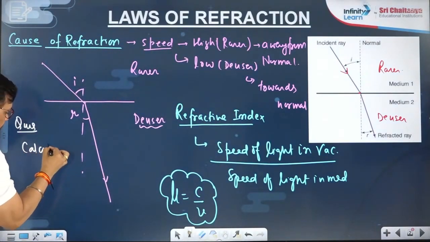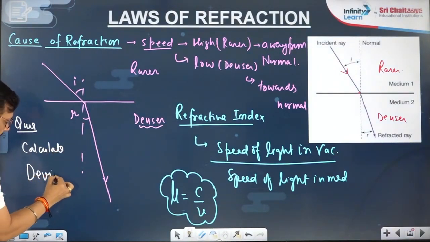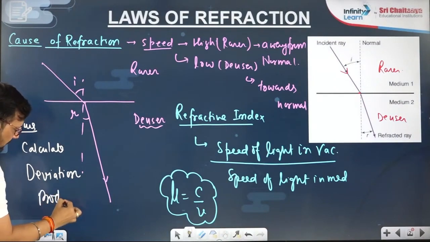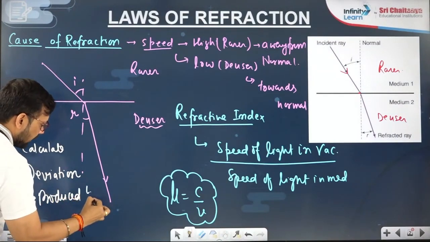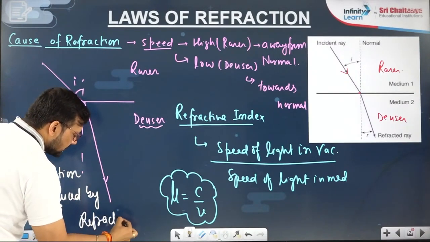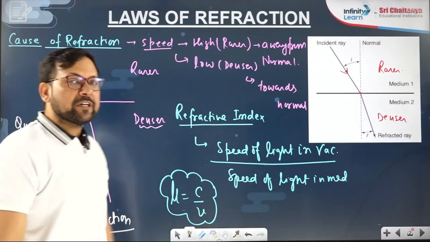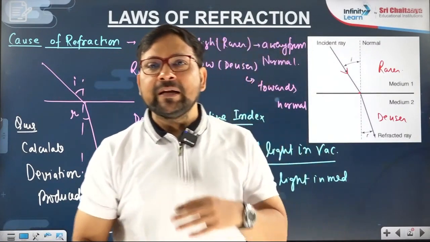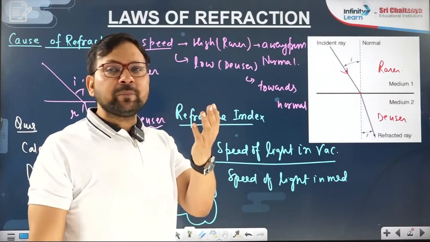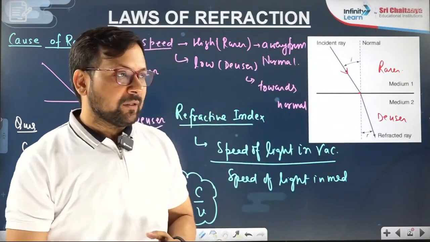Question is: calculate the deviation produced by refraction. Light is changing its path. Obviously it is deviating. How much deviation will it produce? Lateral deviation I am not asking. Simple. Angular, only deviation means angle. Lateral deviation means then you will tell me displacement and all.